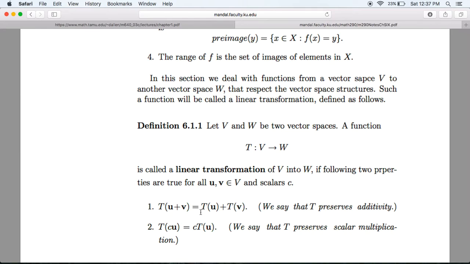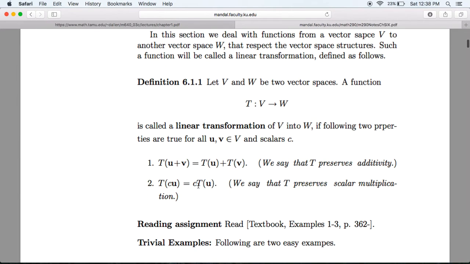The second condition is similar to the first condition in the sense that we can first multiply a vector in the domain vector space and then transform. That will give me the same vector in W as first transforming and then multiplying with the scalar. So T of Cu, which is in V, will give me C of Tu.